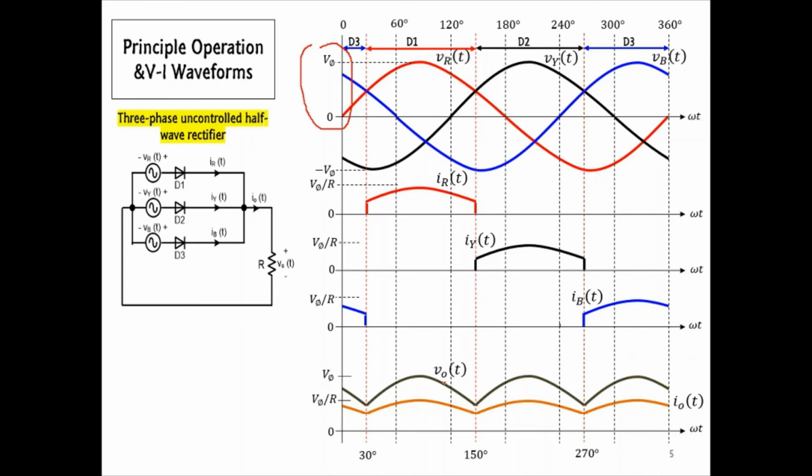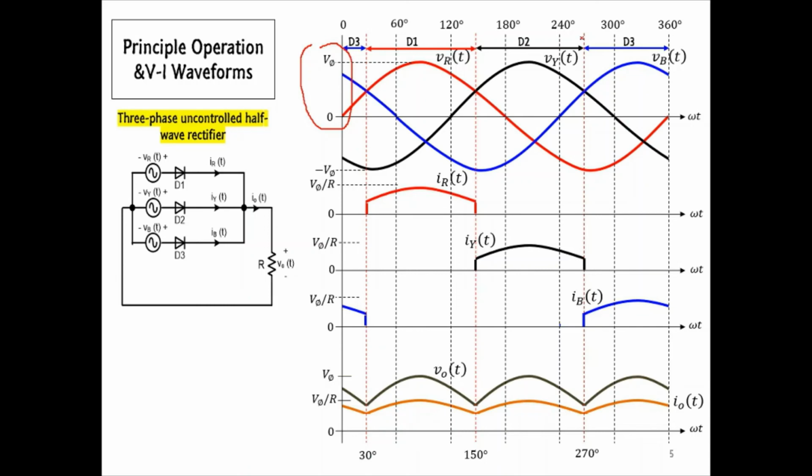Next, please focus on these conduction ranges. From these levels, we can see that the output current of the rectifier commutes from one diode to another diode at every intersection point. Therefore, these red vertical lines are referring to the commutation lines of the half-wave rectifier.